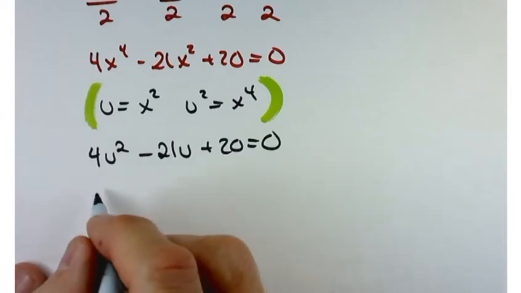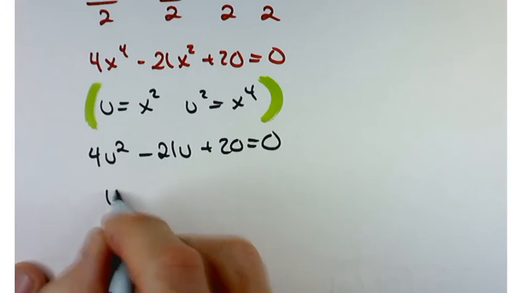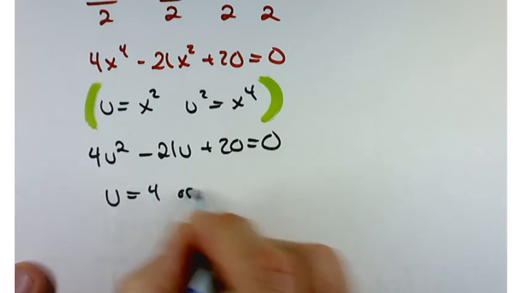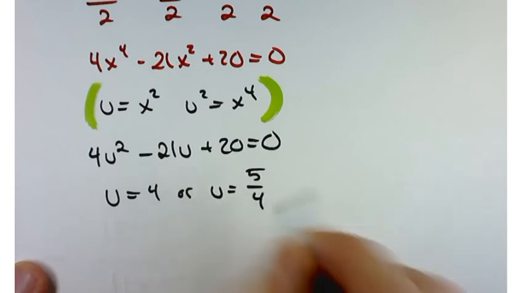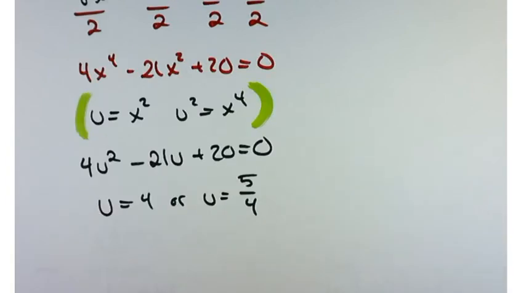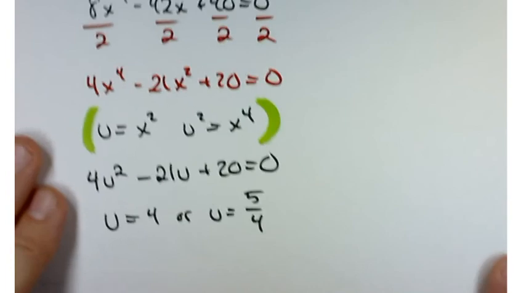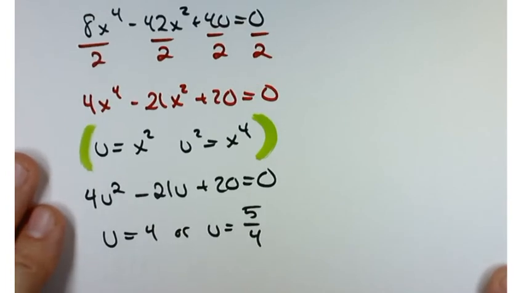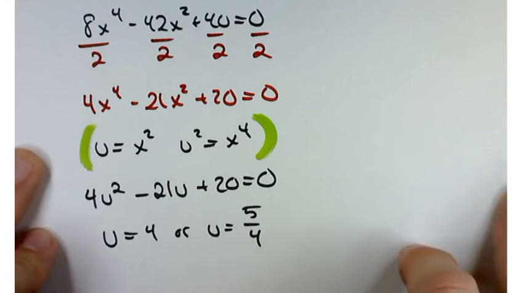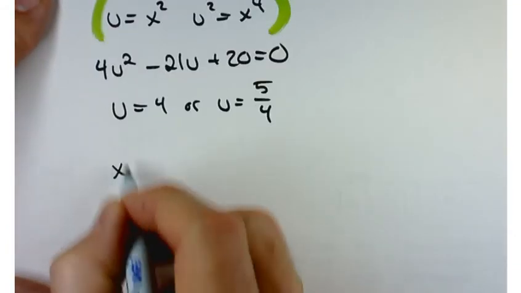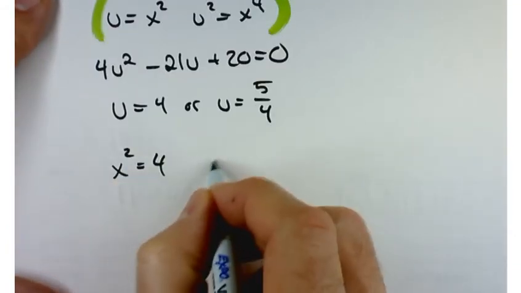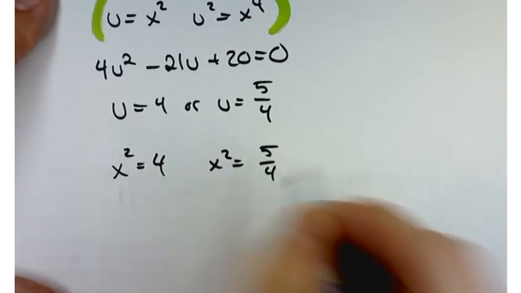So, bummer. Okay, so we get two solutions, right? U equals 4 or u equals 5/4. You still have to know what you're doing. We're still not done here, right? That's just a solution to the quadratic equation. Then what? Got to solve for x. All right? Thanks, Michelle. How do we solve for x? What am I going to do next? x squared equals 4, and x squared equals 5/4. Thank you.